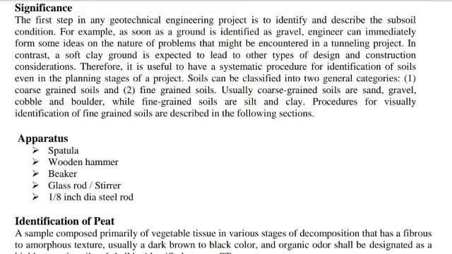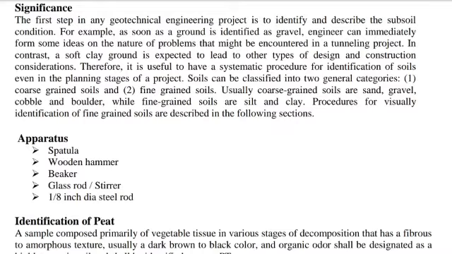Therefore, it is useful to have a systematic procedure for identification of soils, even in the planning stages of a project. Soils can be classified into two general categories: 1. Coarse-grained soils and 2. Fine-grained soils. Usually, coarse-grained soils are sand, gravel, cobble and boulder, while fine-grained soils are silt and clay. Procedures for visual identification of fine-grained soils are described in the following sections.